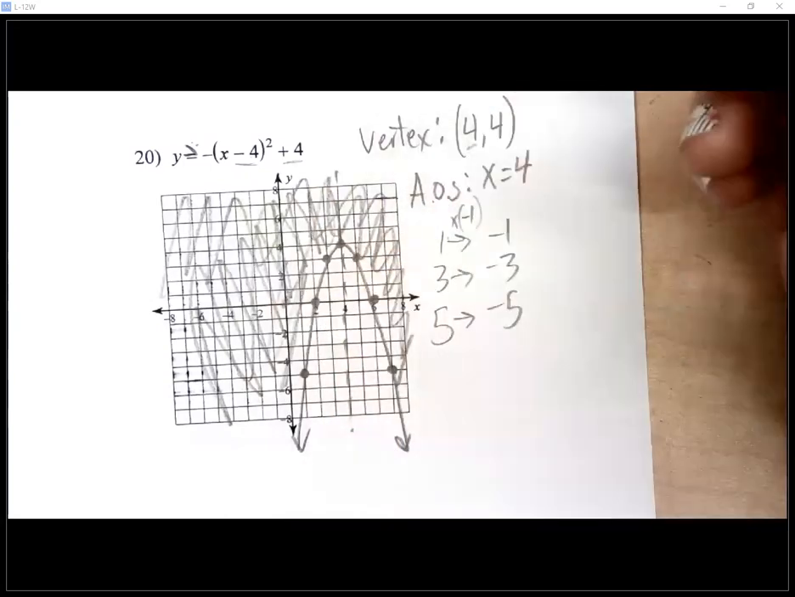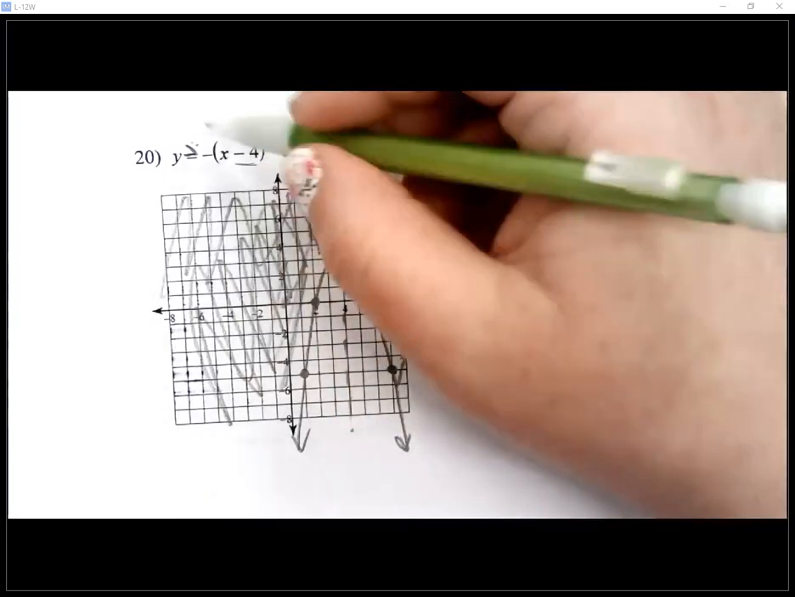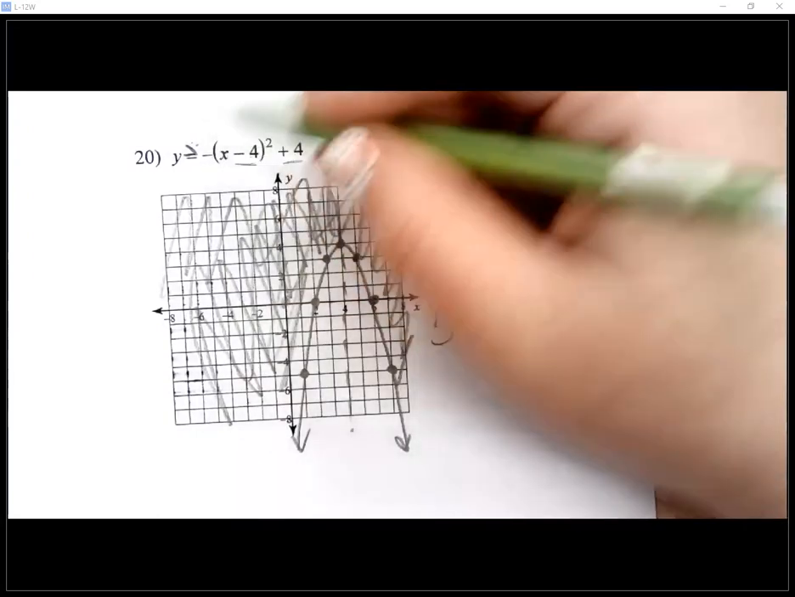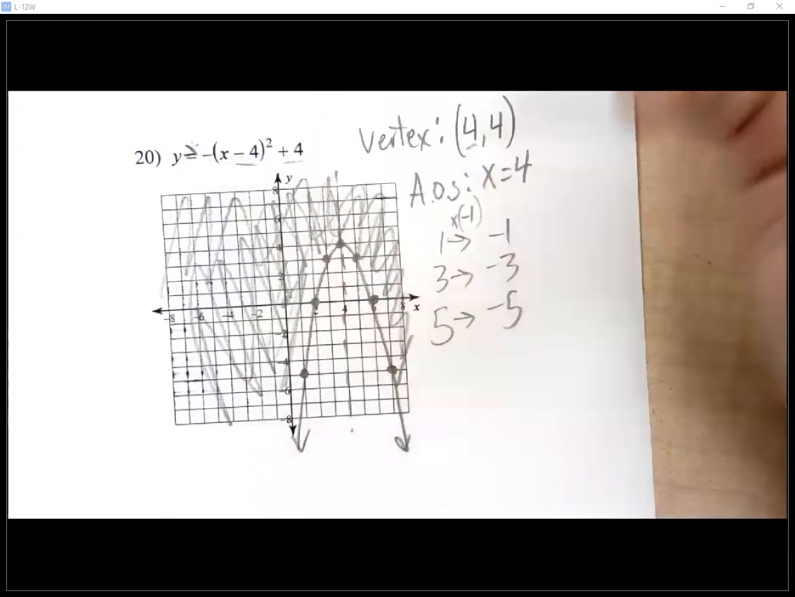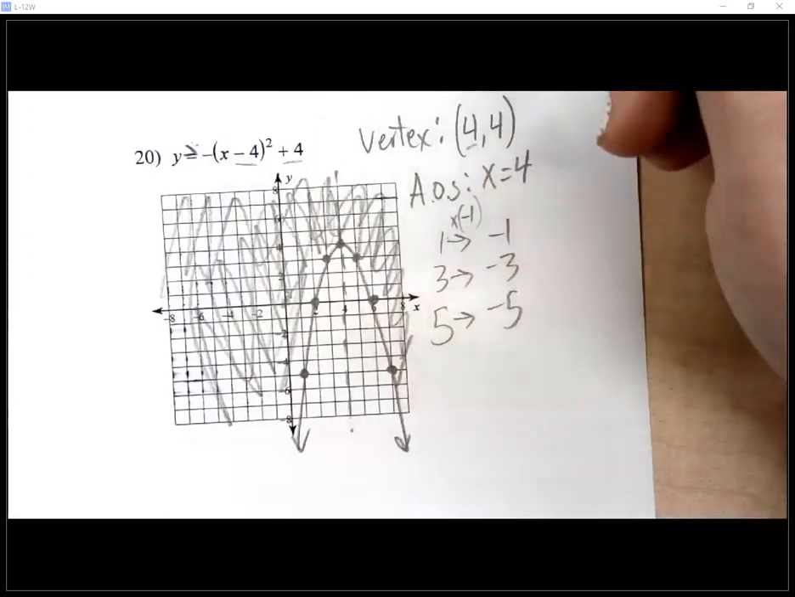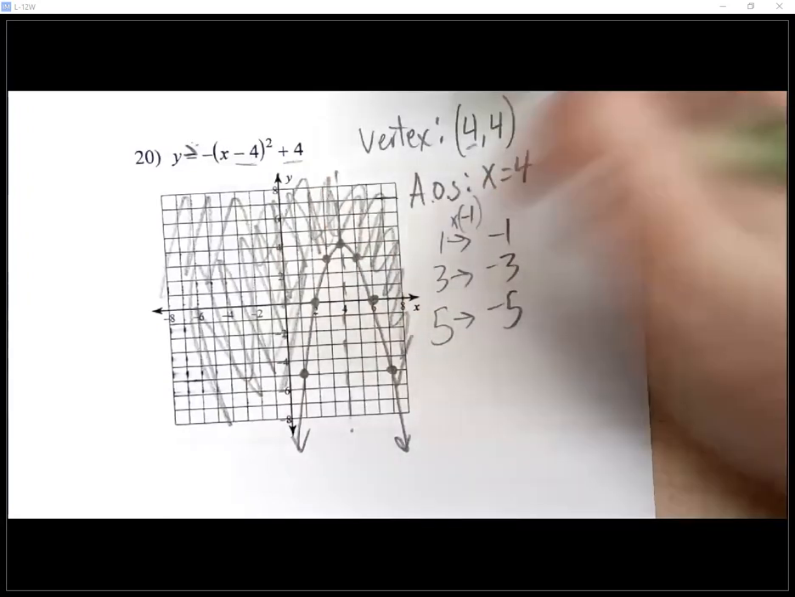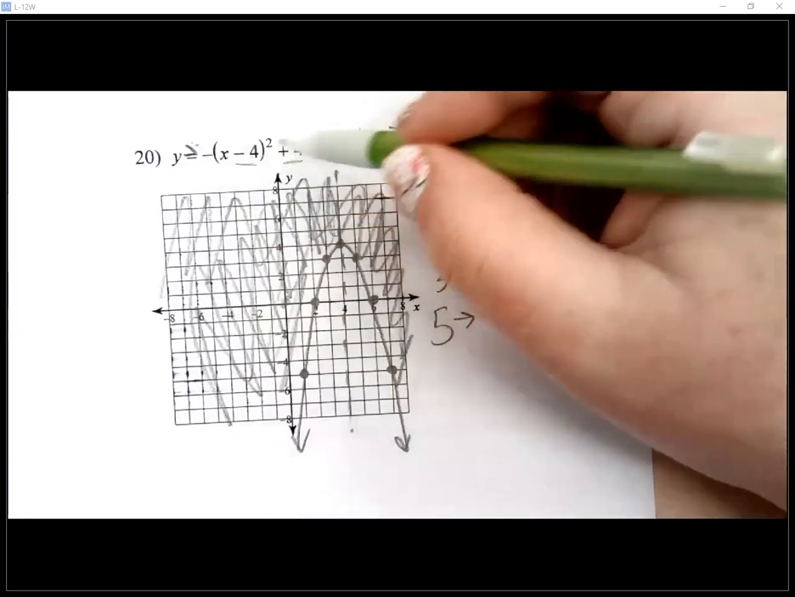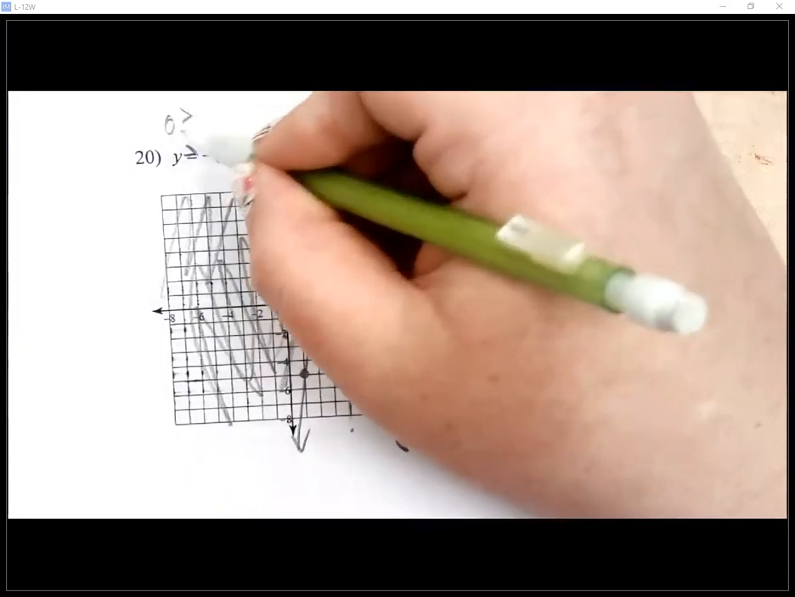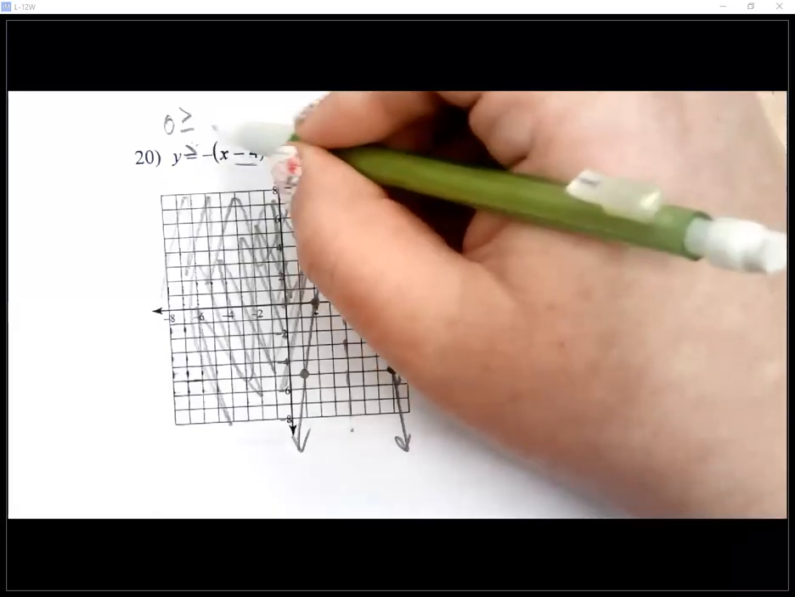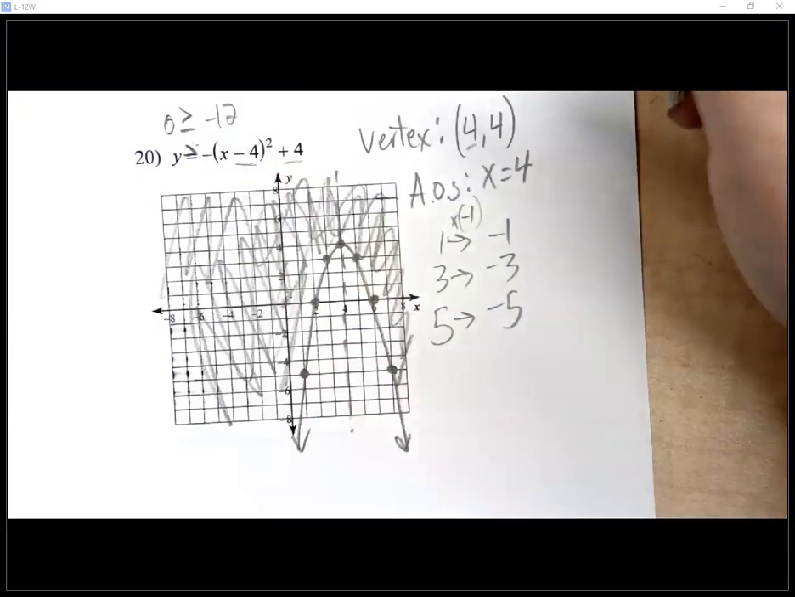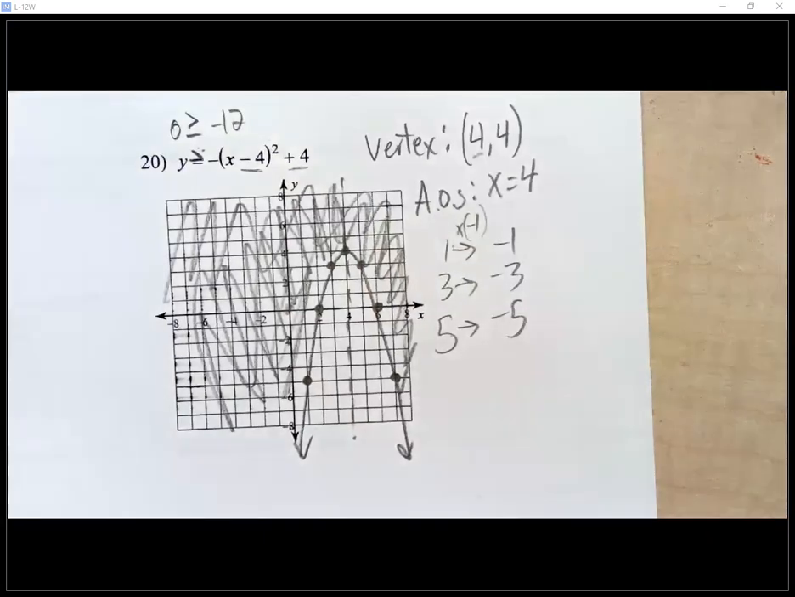If I plug in 0, does it actually check? And yes, it does. I'd get 0 is greater than or equal to 0. So yeah, that works fine. Oh wait, no, I don't. I'd get 0 is greater than or equal to, because if I plug in the 0 there, that'd be -16 plus 4 is -12, but still true, right? 0 is greater than -12. So I know I shaded the right side of the graph. Yes.